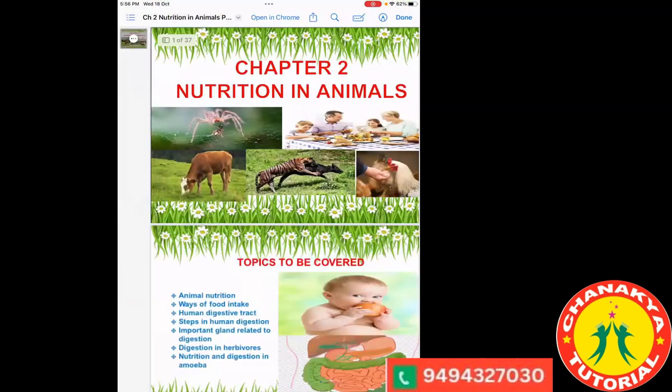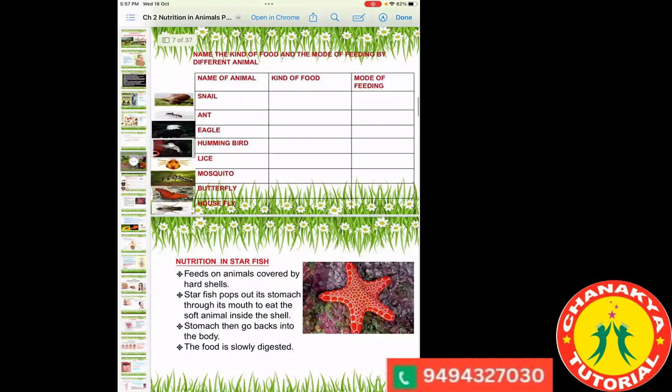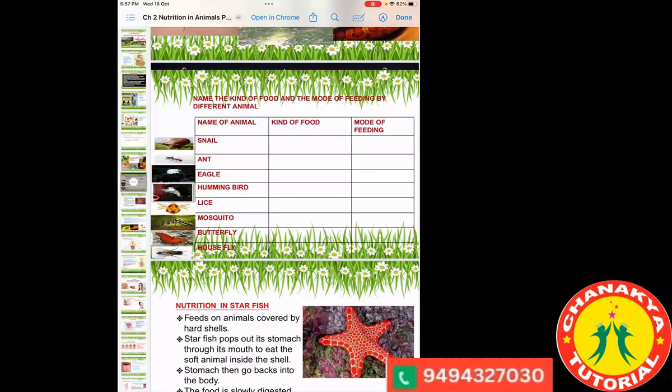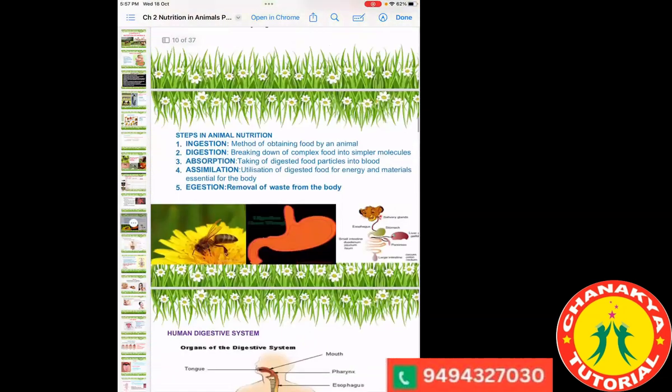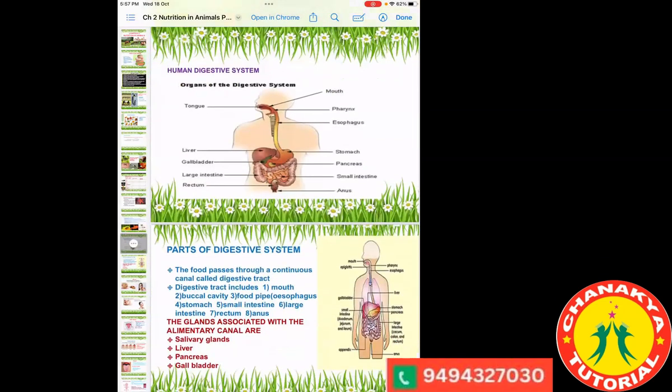So we have discussed how different animals take the food inside, then ingestion, digestion, absorption, assimilation, and egestion, the meaning of them. Now today onwards we'll be starting with the parts of the digestive system. The food passes through a continuous canal, and that is called the digestive tract. This complete structure from the mouth till the anus, whatever organs and parts are included in this, is called the digestive tract, and it is also called the alimentary canal.